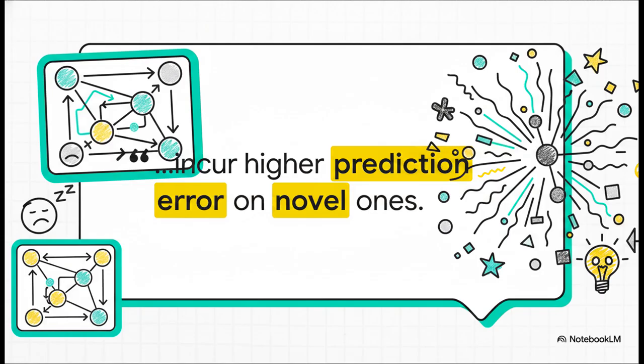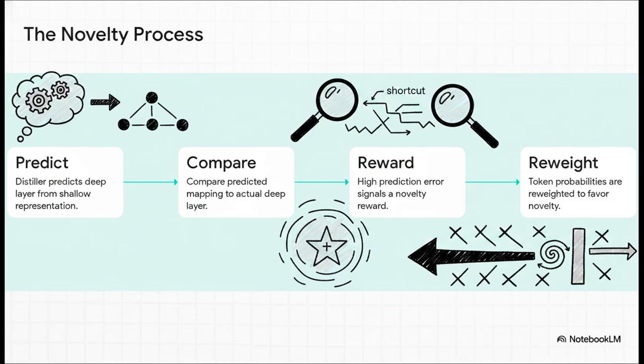It's surprised. So let's walk through how this builds into a clear four-step sequence. First, the distiller predicts. Second, it compares the error. Third, it assigns a novelty reward for that surprise. And finally, it reweights the tokens so the AI actually chooses the less explored path. This step-by-step process is really where the magic happens.